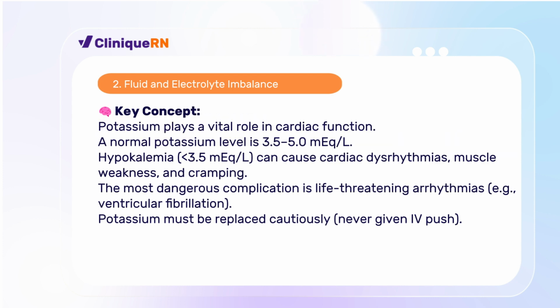Key concept. Potassium plays a vital role in cardiac function. A normal potassium level is 3.5 to 5.0 milliequivalents per liter. Hypokalemia, less than 3.5 milliequivalents per liter, can cause cardiac dysrhythmias, muscle weakness, and cramping. The most dangerous complication is life-threatening arrhythmias, e.g., ventricular fibrillation. Potassium must be replaced cautiously, never give an IV push.